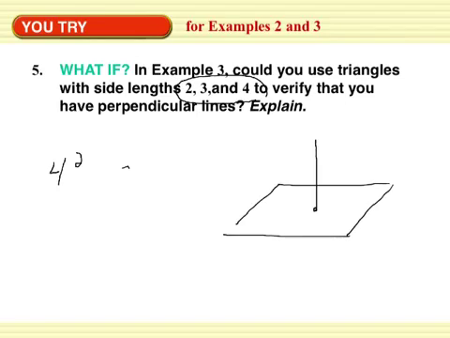So 4 squared versus 2 squared plus 3 squared. This gives me 4 plus 9, which is 13, and 16. It's obtuse. So it's not a right triangle. It's not going to work. In order to verify you have perpendicular lines, the triangle would have to be a right triangle, and a 2, 3, 4 triangle is not a right triangle.